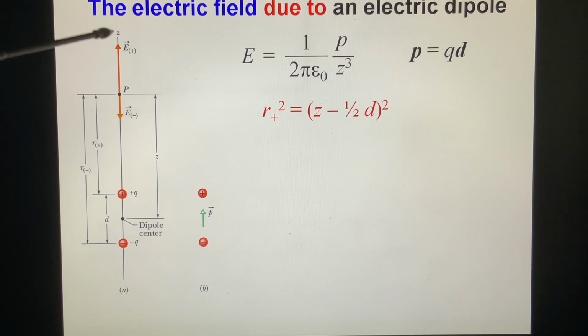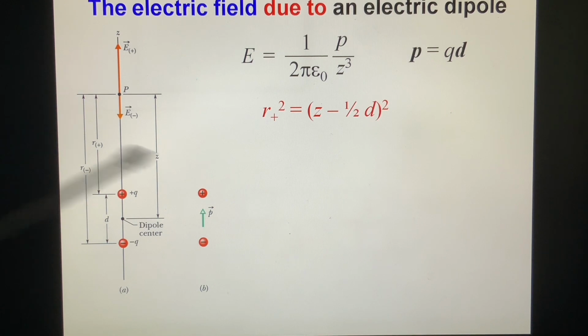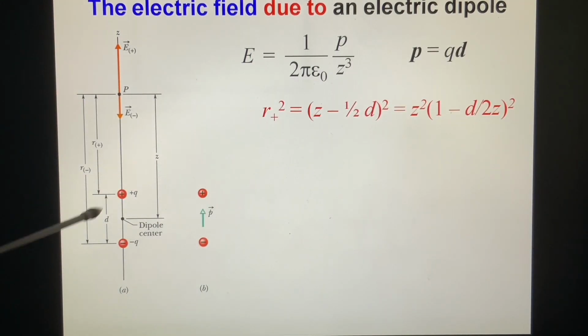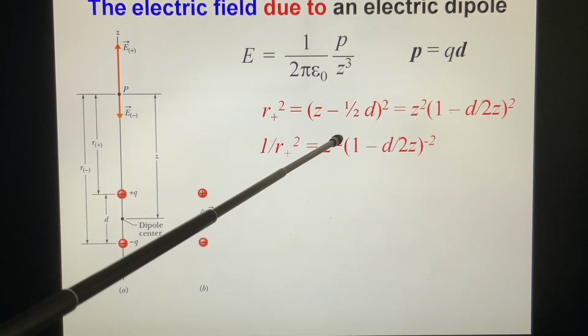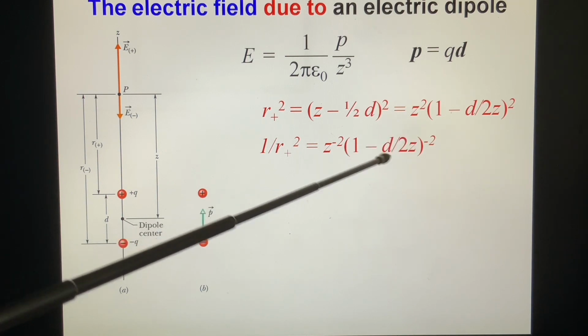Now, the electric field at this point, which is distance z from the center of the dipole, is pretty large compared to d. So the r positive, from the positive charge to this point, equals z minus half d. This is half d, z, this is the center, half d. z is much larger than d in our case, so we can take z squared out. It's 1 minus d over 2z, squared. And when we find the electric field at this point, we need to use 1 over r squared. So 1 over r positive squared equals z to the minus 2, times 1 minus d over 2z to the minus 2. And we know z is much larger than d, so this is very small compared to 1.